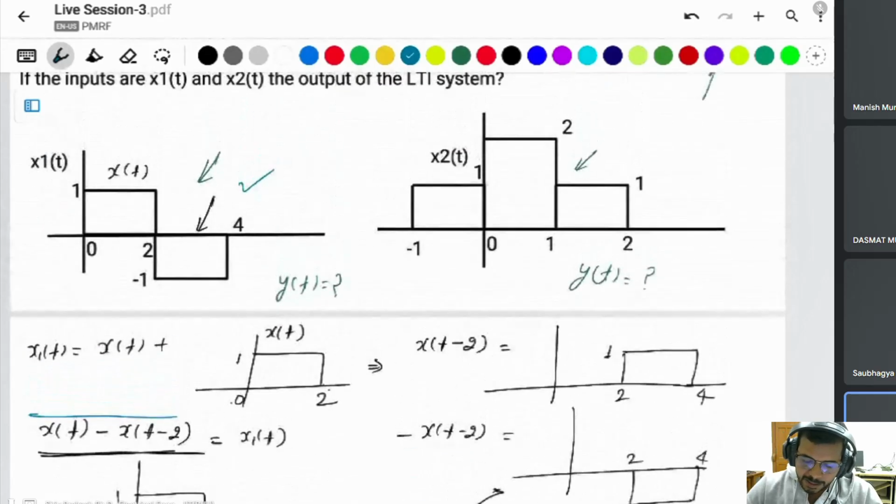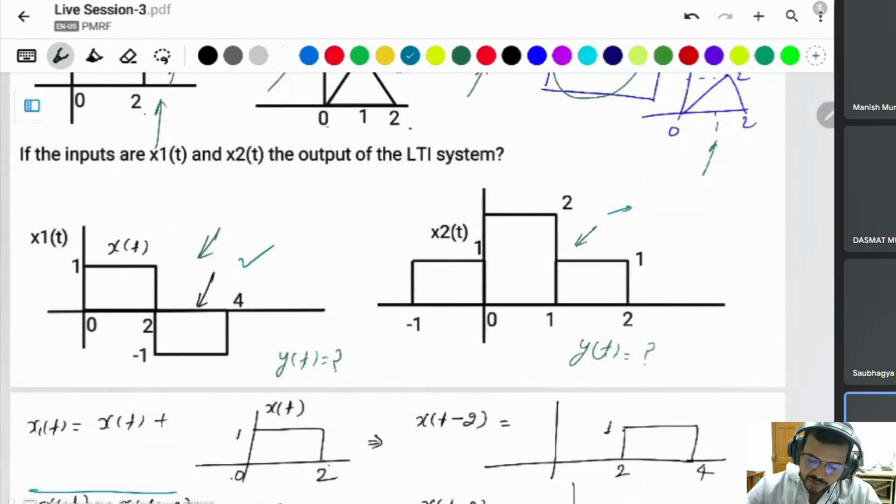Okay, same thing for the second, y2(t). How will you find that?